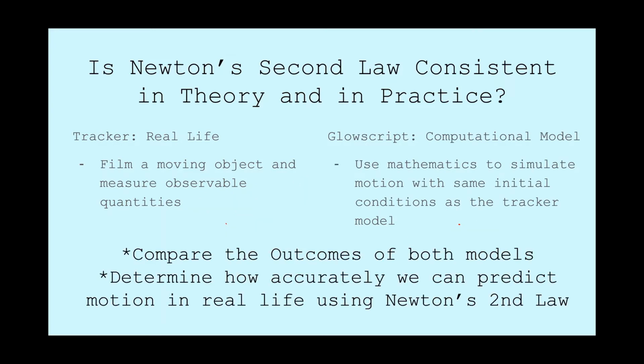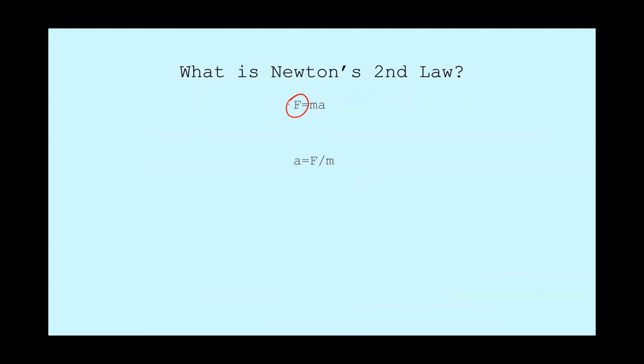Here, we will compare the outcomes of both and see how accurately Newton's second law and the momentum principle can predict motion. First, we have to know what is Newton's second law. It's usually written as F equals mass times acceleration, or acceleration is equal to force over mass.